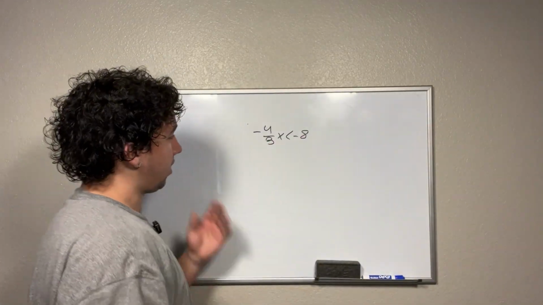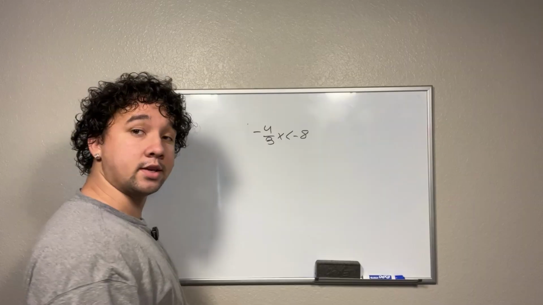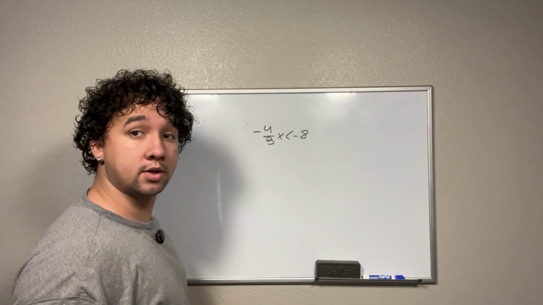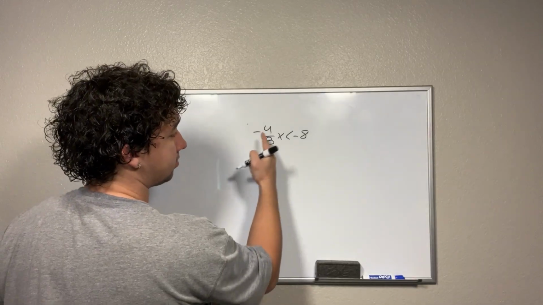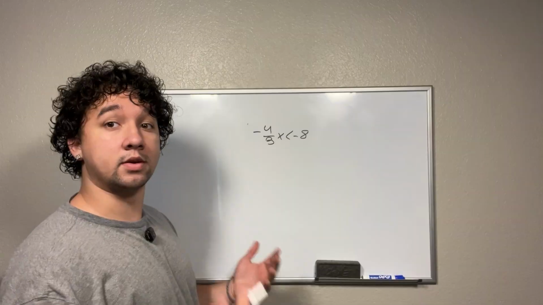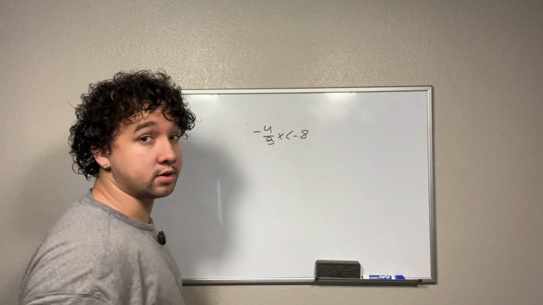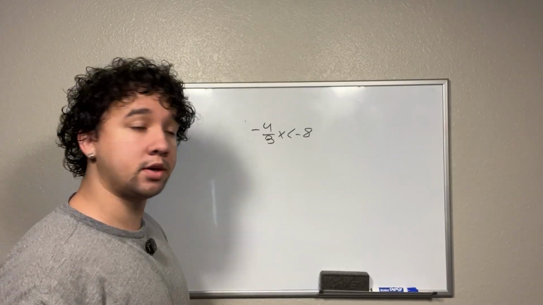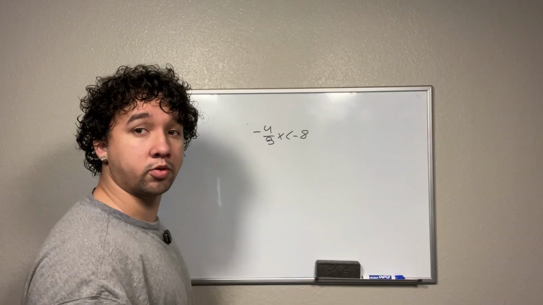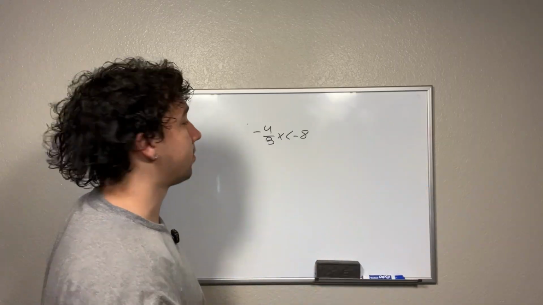All right, now, negative 4/3 x is less than negative 8. How am I going to solve this? Well, the negative 4/3 is multiplying times x, so I have to divide by negative 4/3. How do you divide by a fraction? Well, you multiply by the reciprocal. Remember, keep, change, flip, right?